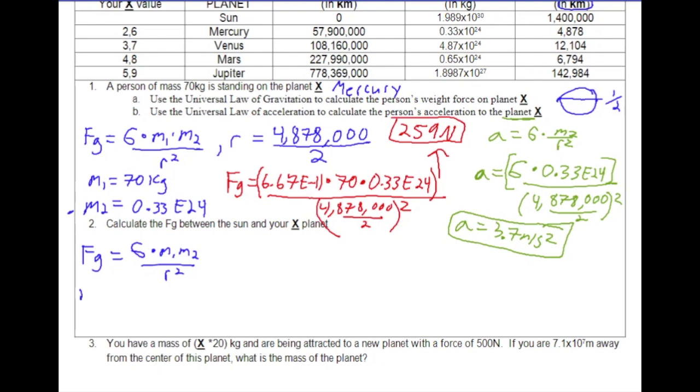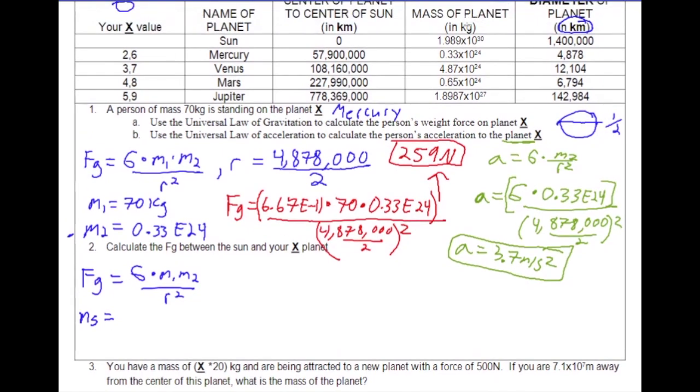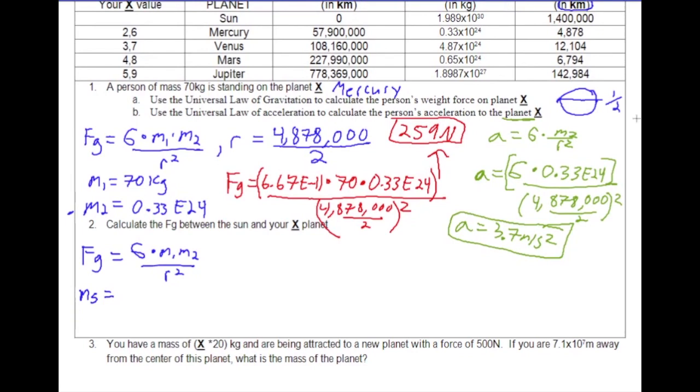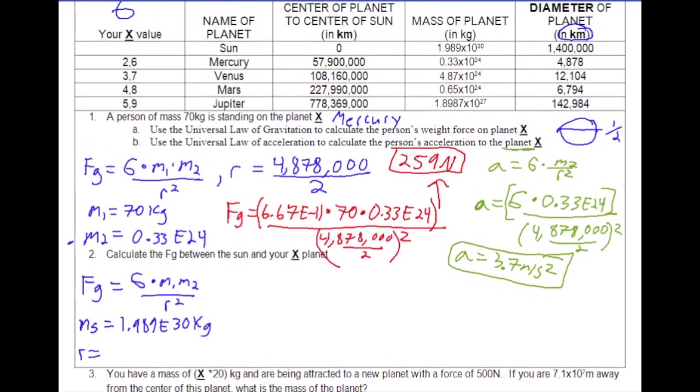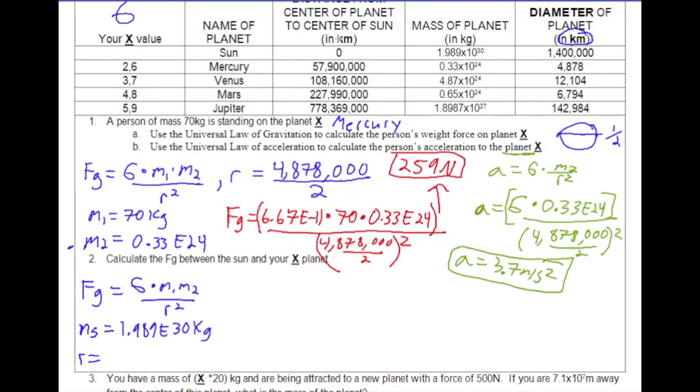But now I need the mass of the sun. And the mass of the sun is just going to be equal to this number right here, because that's in our table and it tells us the mass. So I'll go ahead and copy that number down: 1.989 times 10 to the 30th kilograms. And then the R value, or the distance from the center of my planet to the center of the sun, well, they give me that exact value here.